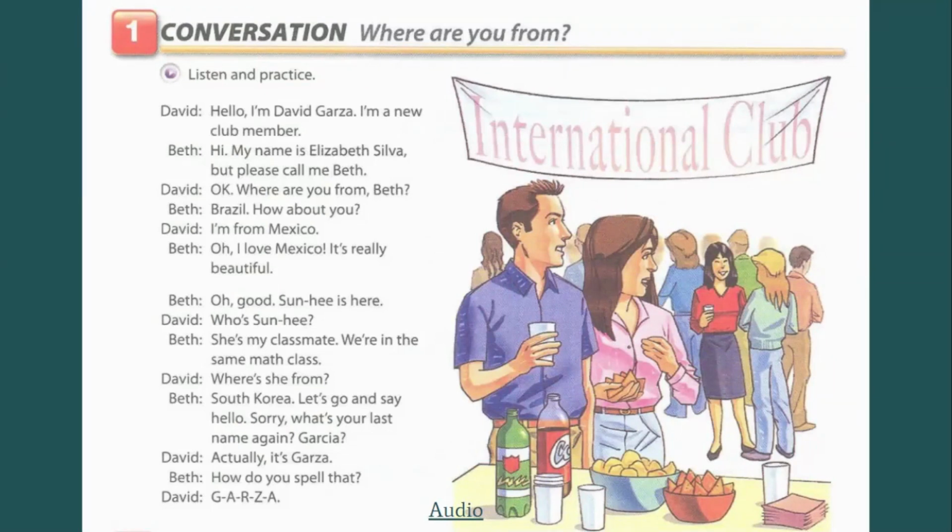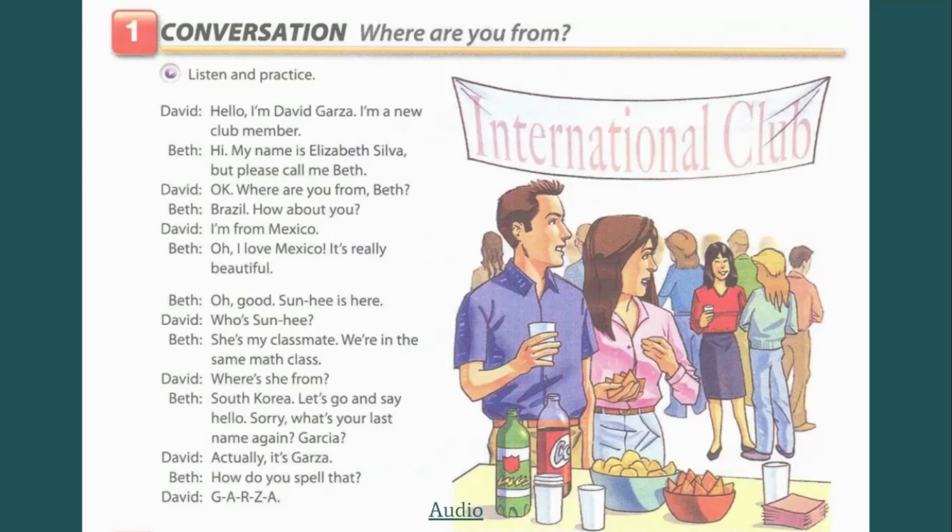So what do we see in this conversation? That whenever there is a conversation, there are three people involved. First person, second person, and third person. First person is the speaker, the one who is speaking. So here David starts the conversation, so he is the speaker. And that time we have the second person, that is Beth. She's the listener. Okay. So this role keeps changing as you have a conversation.